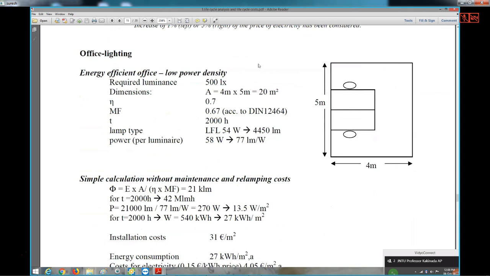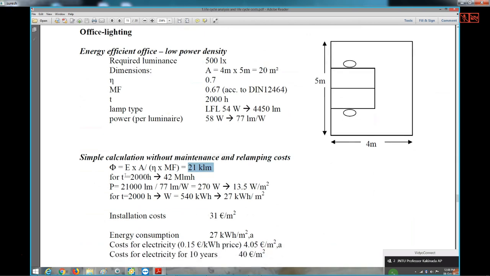Now here we can calculate the total luminous flux required, which is E into A divided by eta into maintenance factor. So from that we have calculated 21 into 10 power 3 lumens. Then hours of operation is 2000 hours. So according to that, the lumen hours is 42 into 10 power 6 lumen hours. Then the power rating of the lamps required is 21,000 lumens divided by 77 lumens per watt. That is giving 270 watts of the lamp rating, which is nothing but 13.5 watts per meter square.